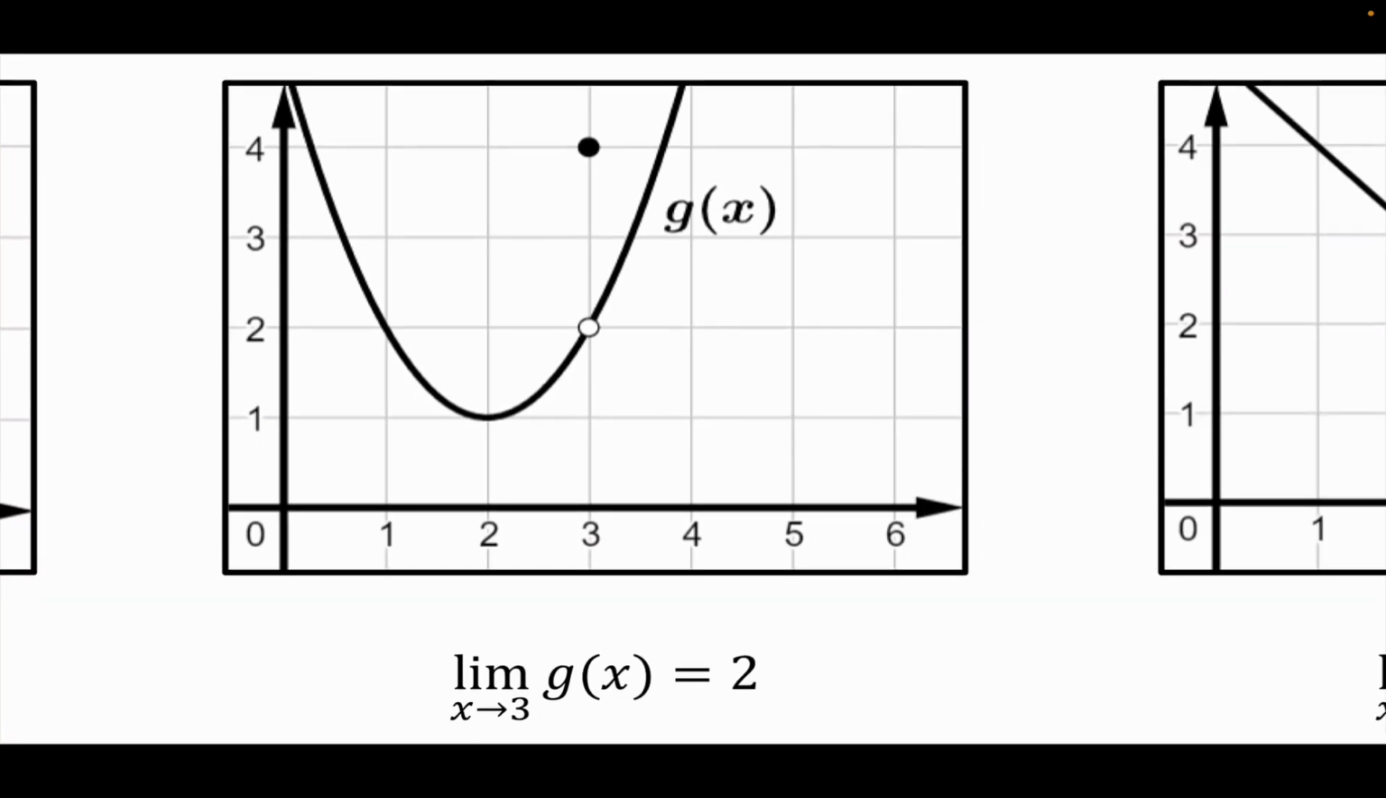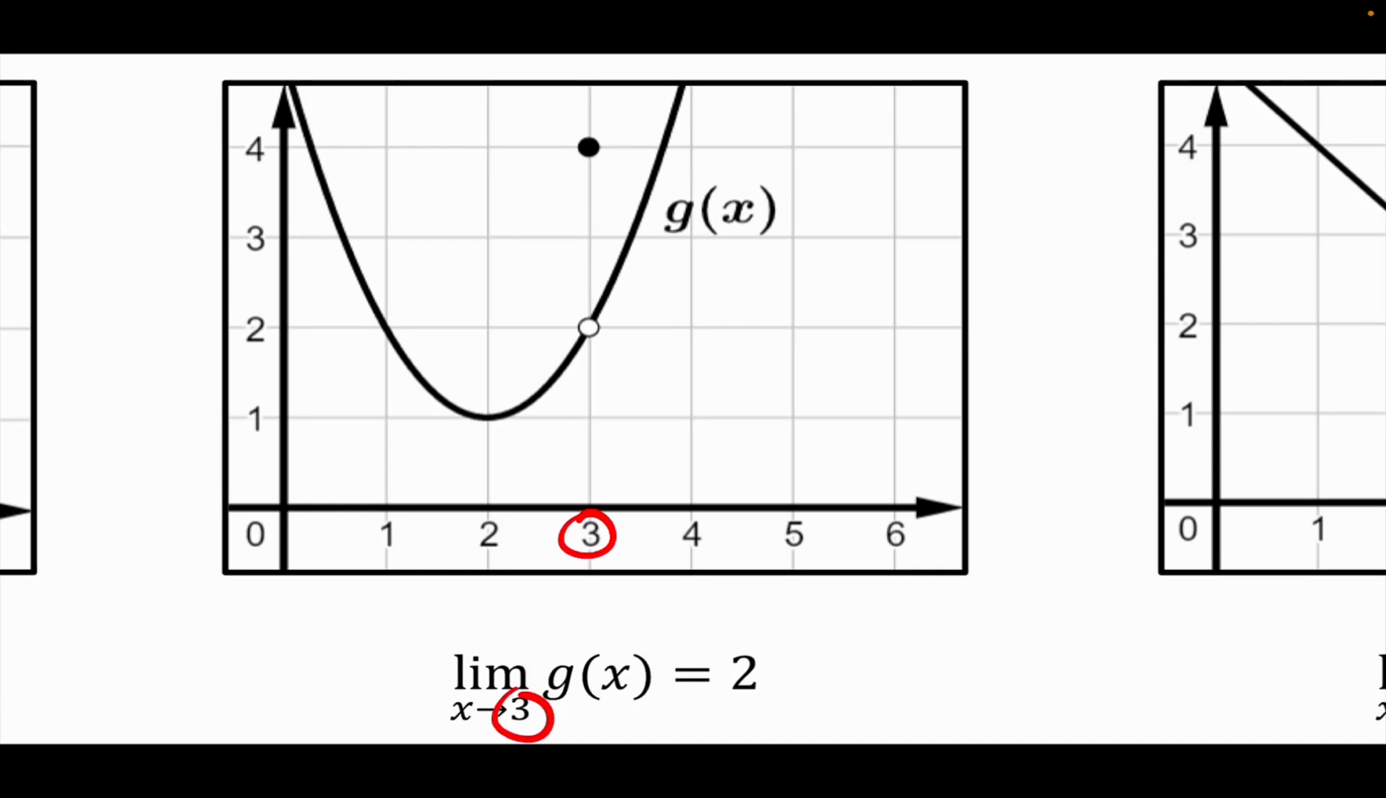So the answer is 2 for this one. We know the answer is going to be 2. So the limit for g is the graph here. Not only is it the parabola, but it's also the dot and the hole, right? It's everything. Okay, so as I approach 3, I'm approaching 3 again, right? So as x approaches 3, that's right there.